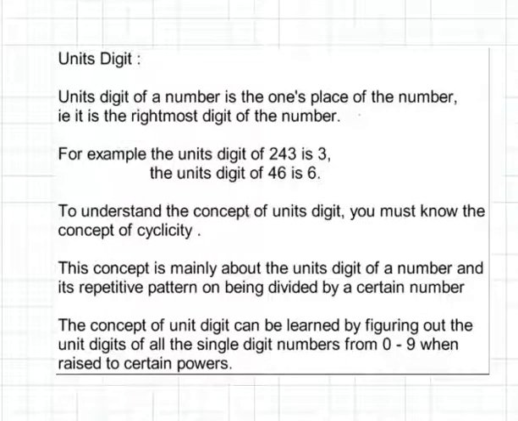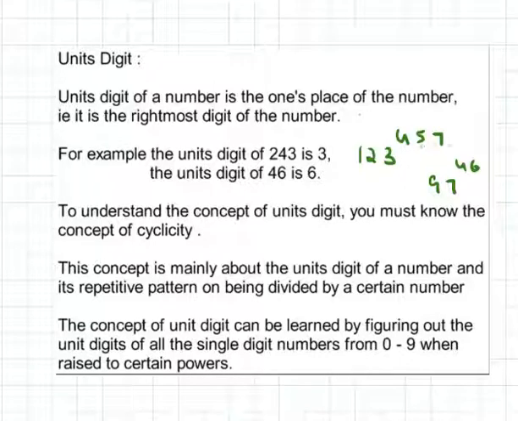The first thing you have to understand is the concept of cyclicity. Why we go for cyclicity is to find the units digit. Here we have given a very simple number, but you may come across numbers like 123 to the power 457, or 97 to the power 46. What is the units digit of such a number? If the number is very small, you can directly say 3 is the answer. But if you expand 123 to the power 457, it's going to be a very, very huge number.